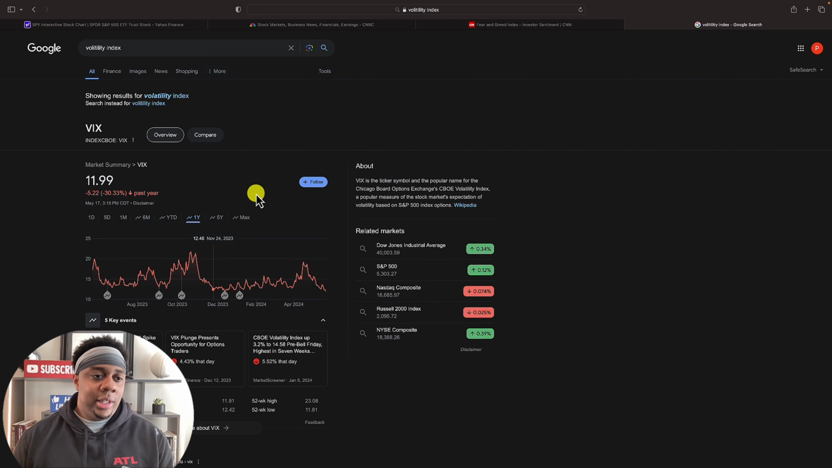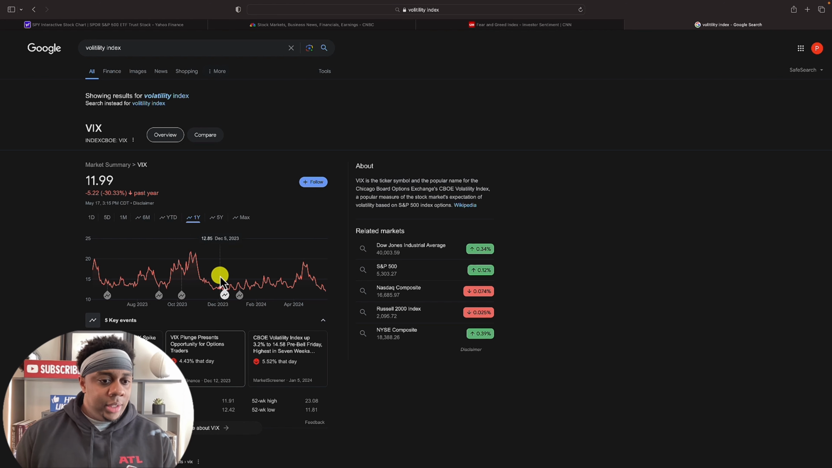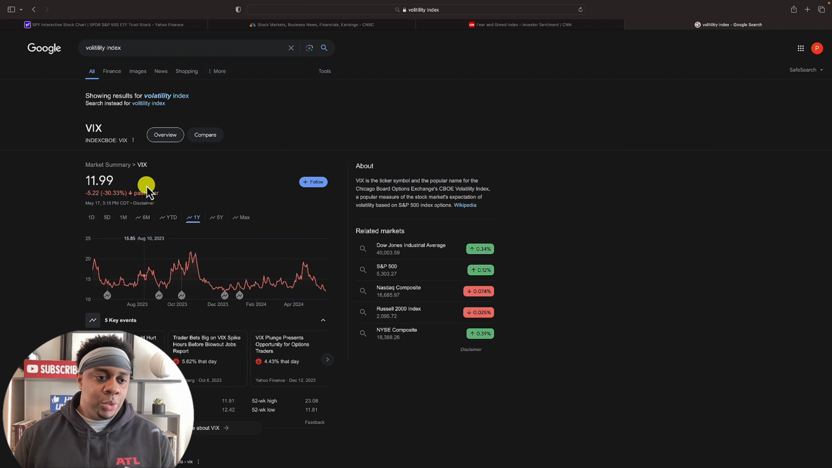Okay, now we're over here looking at the Volatility Index, or the VIX. So I went ahead and put us out to a year. So we have a year worth of data up here. And so when the VIX is lower, like right now, currently at the time of this recording, the VIX is sitting at 11 or roughly 12.